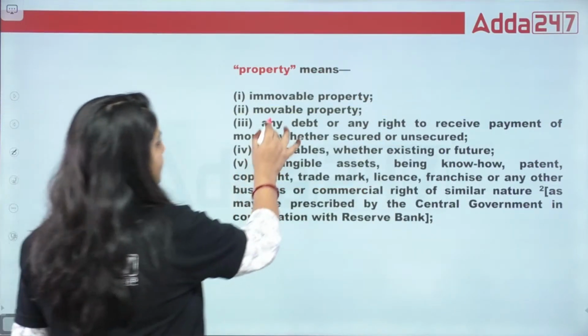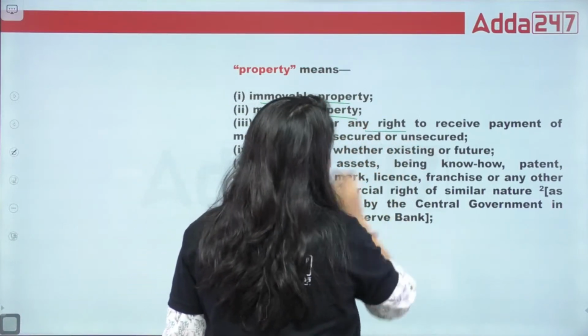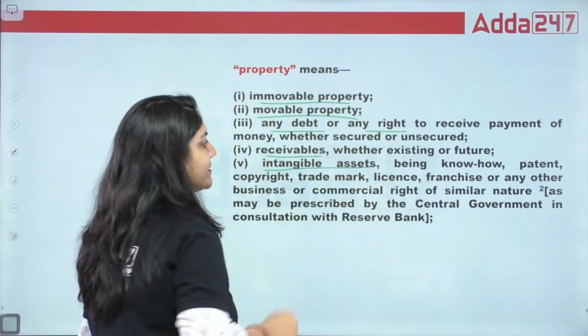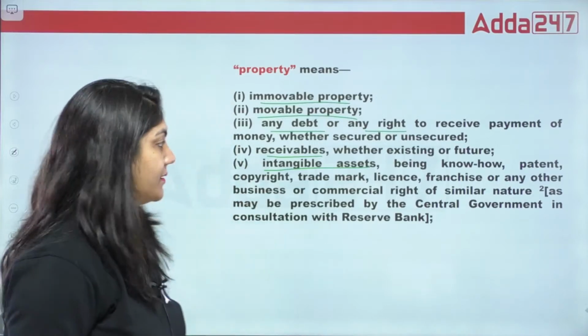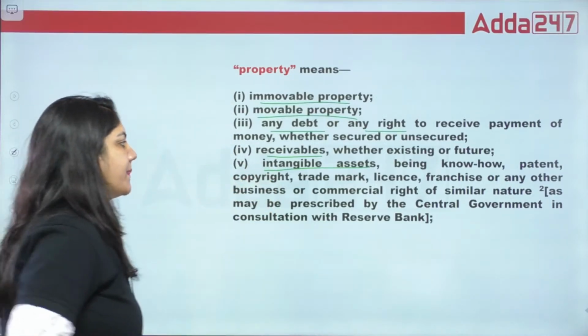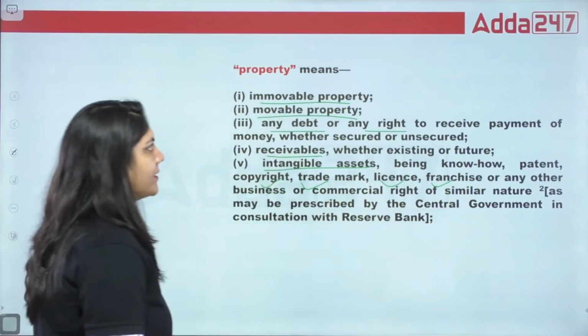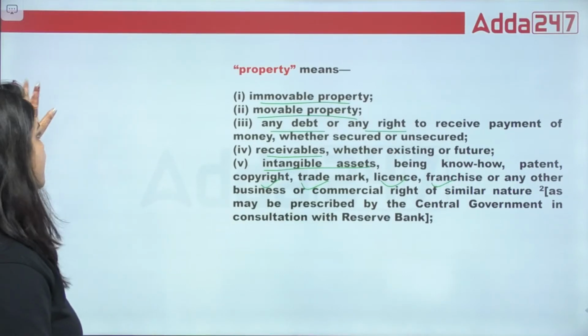What is property? Immovable property, movable property, any debt, right, receivable, intangible asset. What is an intangible asset? Just like patent, copyright, trademark. So these are the intangible assets. See, copyright, trademark, license, franchisee, that is a property. Okay, this is the definition of property.